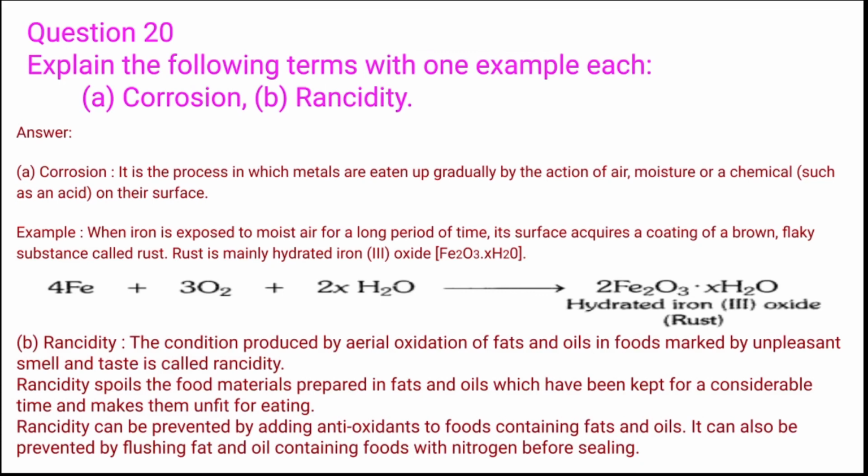So children, with this we have completed all the question answer part of chapter number 1. We will discuss chapter number 2 in the coming module.